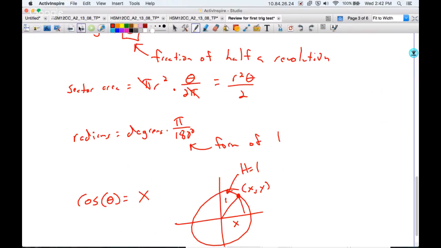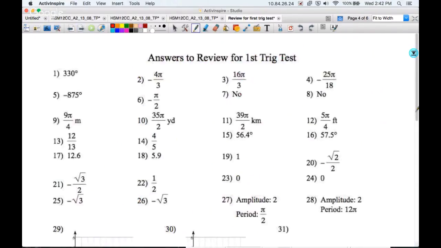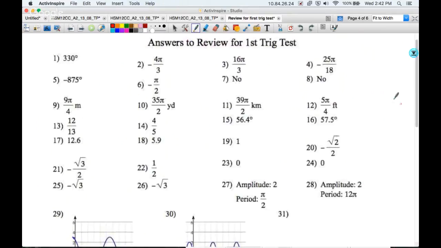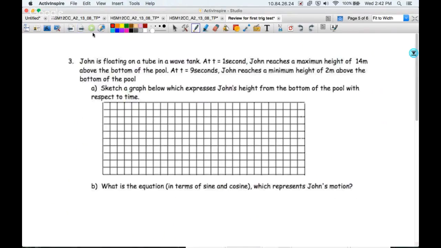All right, moving on. There's our answer key, available on my website. Now, on to the modeling trig. We'll just try to do a couple of these.